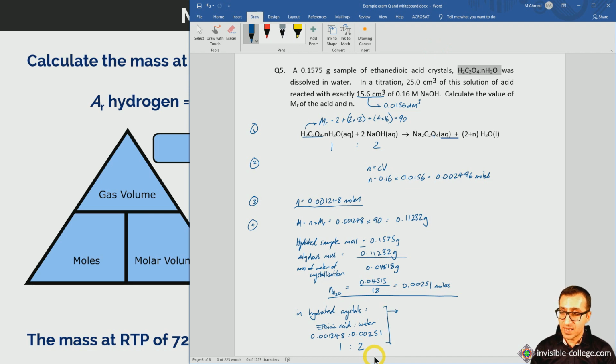So therefore, we can say that the formula of the hydrated crystals must be H2C2O4.2H2O, which is to say that every molecule of ethane dioic acid in the hydrated crystals will be associated with 2 molecules of water. So N is 2. So we can now calculate the relative formula mass of the hydrated crystals. The relative formula mass is going to be the relative formula mass of the anhydrous ethane dioic acid that we worked out over here, which is 90, plus 2 times the relative formula mass of water, which is 18. And so this gives us a relative formula mass of 126.